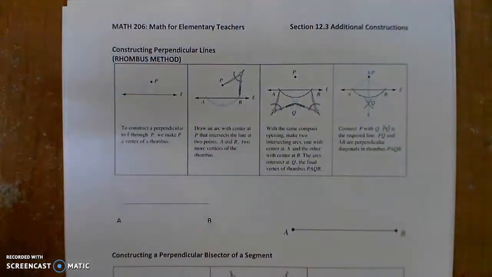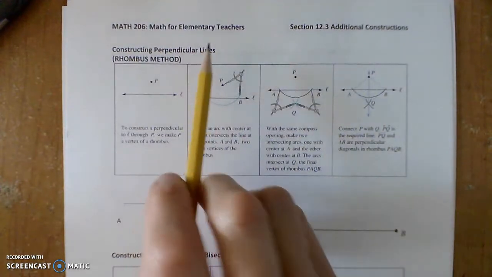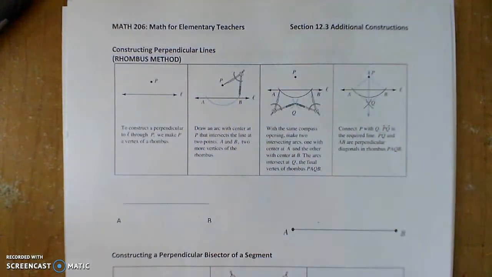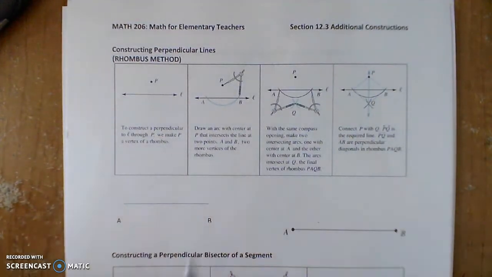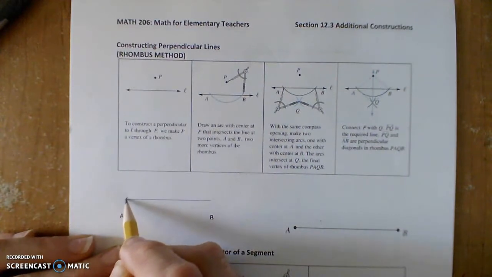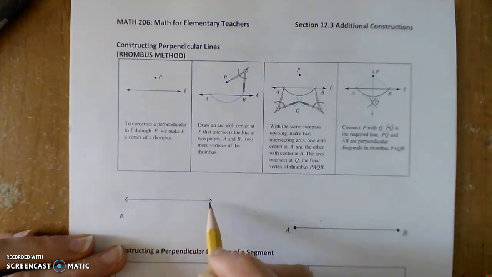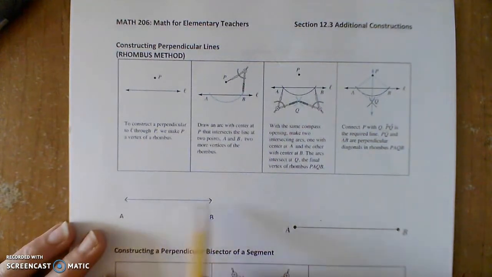So now we've seen that rhombuses are really useful for doing constructions. Now we will construct perpendicular lines and also the perpendicular bisector of a segment using rhombuses. So first, imagine you have a line, AB, and you want to construct a line that's perpendicular to the given line through some point P.